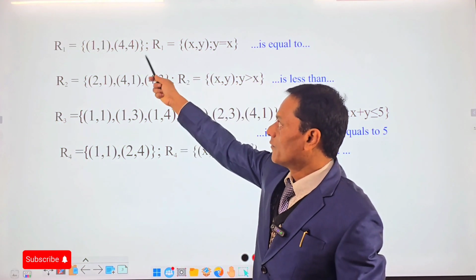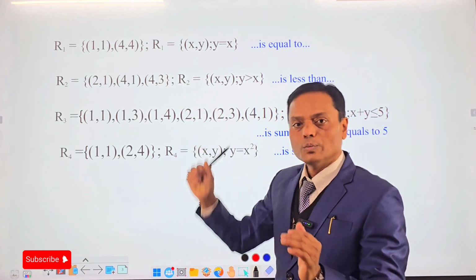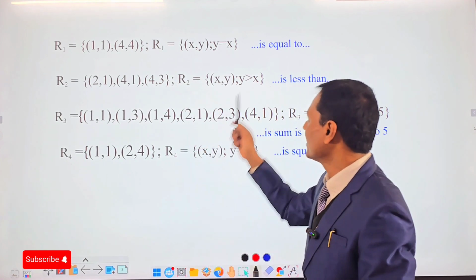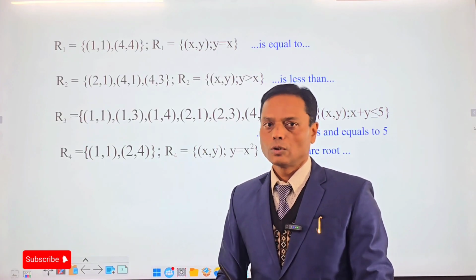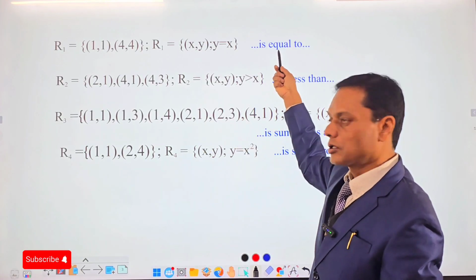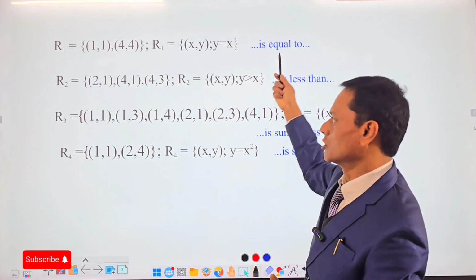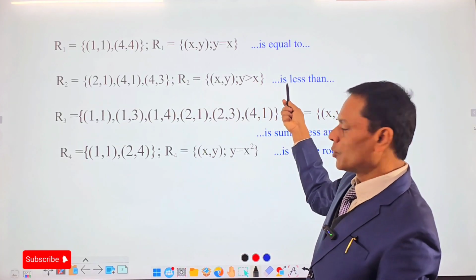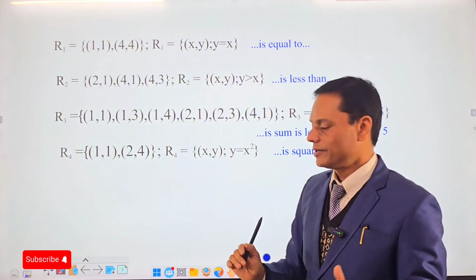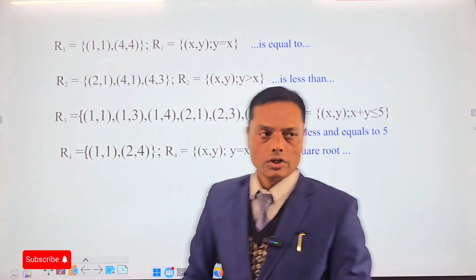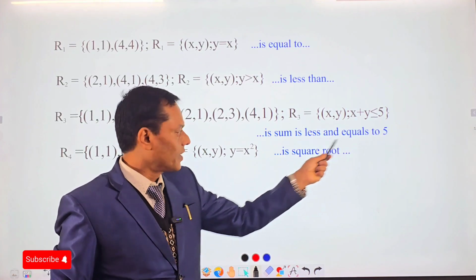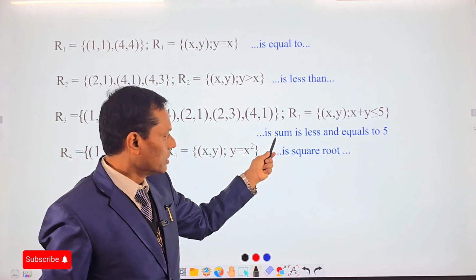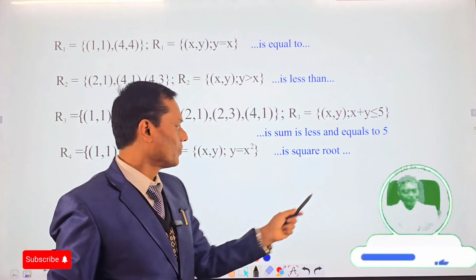We wrote here (1,1), (4,4). So here both the components are equal. So we can write here "is equal to", which means the x component is equal to the y component. So in shortcut or symbolically we write like this also. Similarly here, x component is less than the y component. Similarly here we can write the sum of the components, x plus y, is less than or equal to 5.